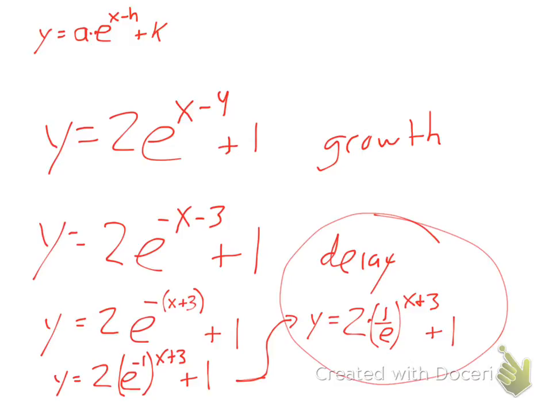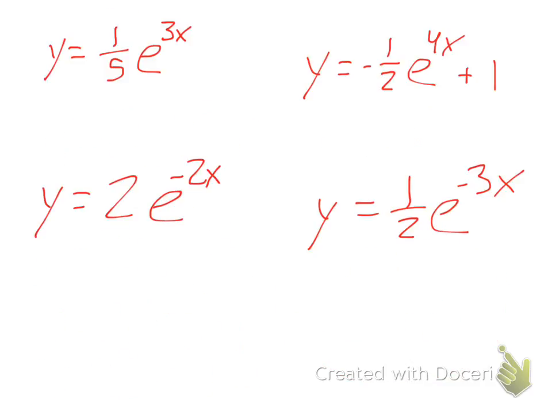So there is a section in your homework that's just going to say, hey, is this a growth graph or a decay graph? So how are we going to tell? So let's take a look at some more examples of this. Okay, so this is an example of 4 different types of graphs that it's going to ask you, growth or decay. So looking at the first one, y equals 1/5 e to the 3x.